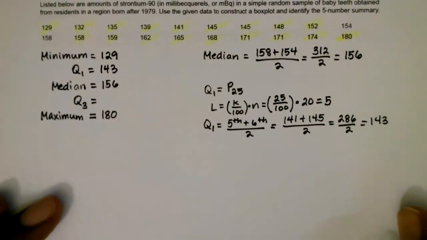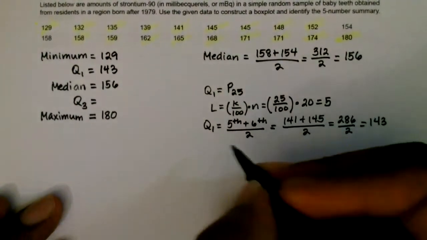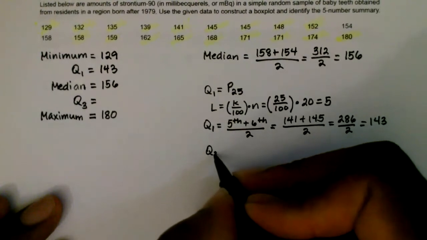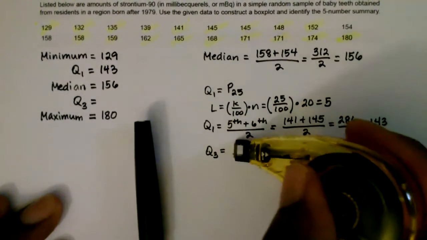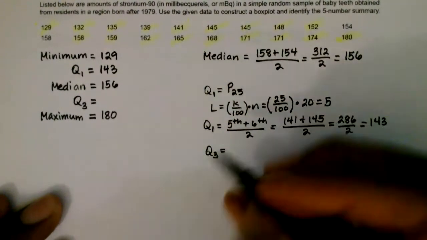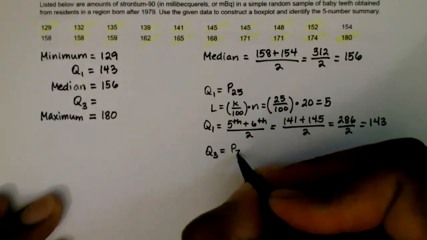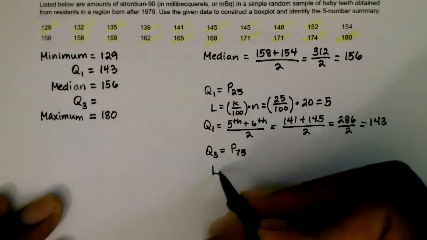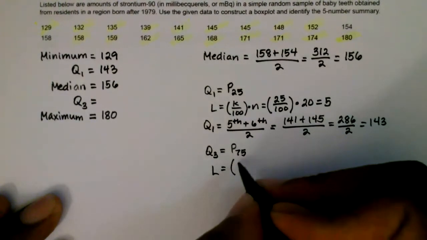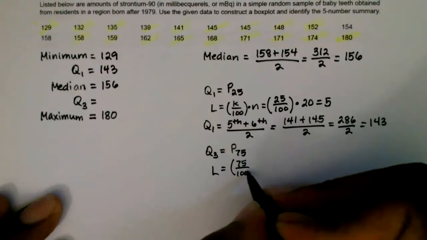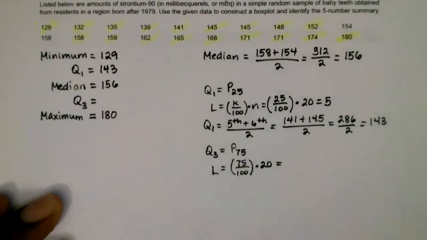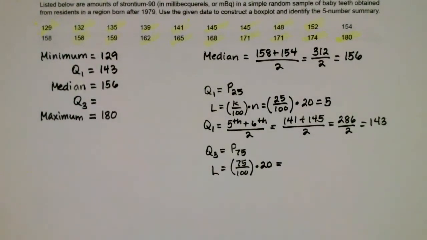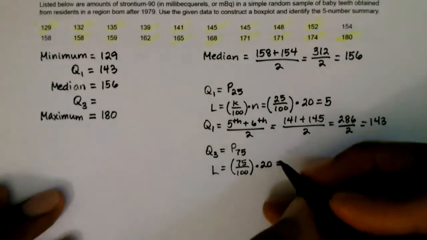And now I need to look for Q3. And that's the 75th percentile. Just say P75. So it's going to be L is equal to, K this time is 75 divided by 100 times N, which is still going to be 20. So if I do 75 divided by 100 times 20, I come up with 15.